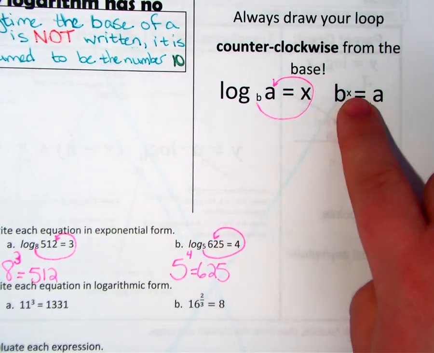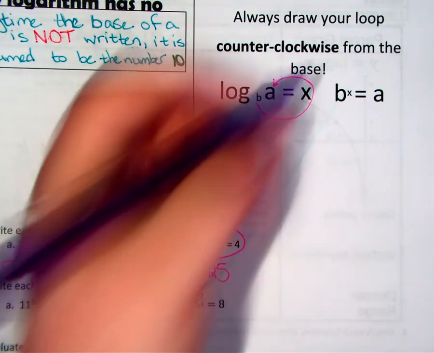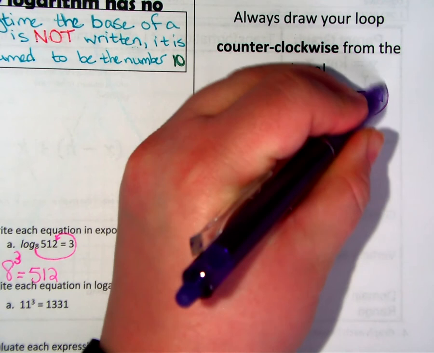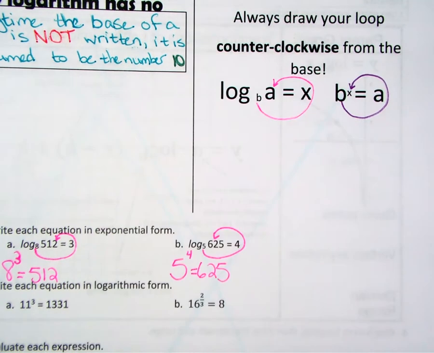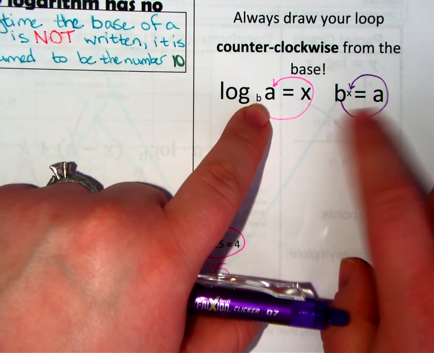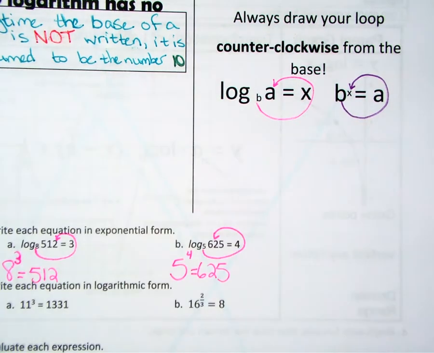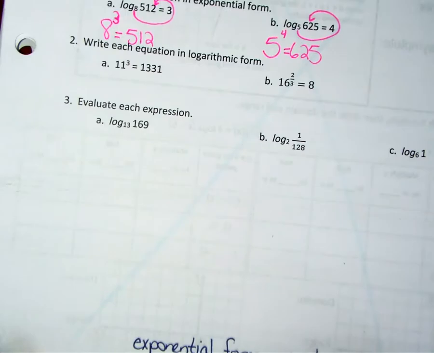If we were trying to go from exponential form to logarithmic, it works the same way. Start at your base, go around the equal sign, and end at the number next to the base. And that will tell you the order that it's supposed to be in. Log base b of a equals x. Okay, so let's try that example again.